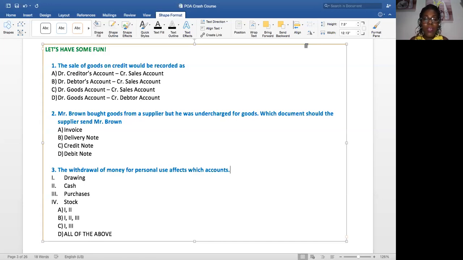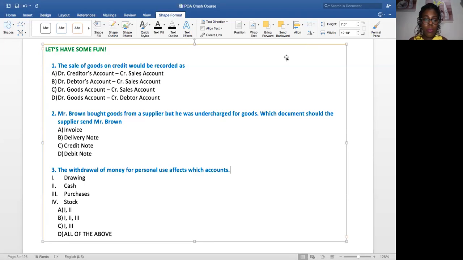Mr. Brown bought goods from a supplier, but he was undercharged for goods. Which document should the supplier send him? They should send him a debit note, right? And why? Because they now have to debit his account again to bring it up to what it should have been.